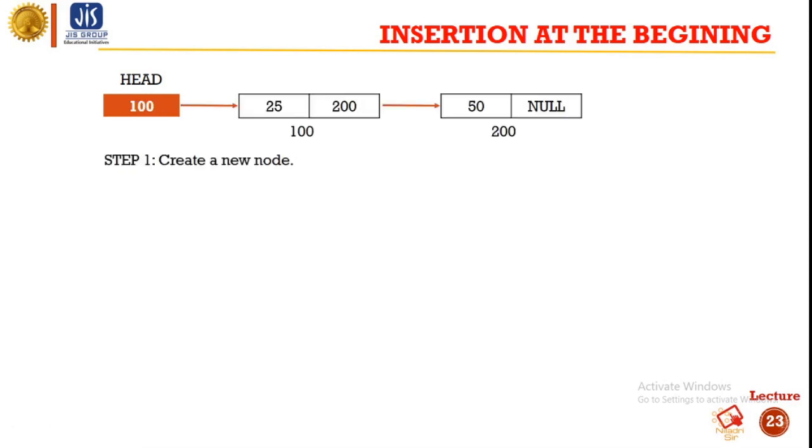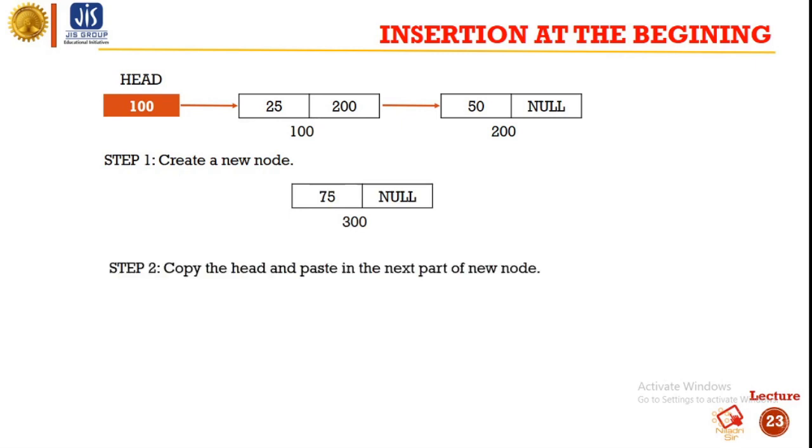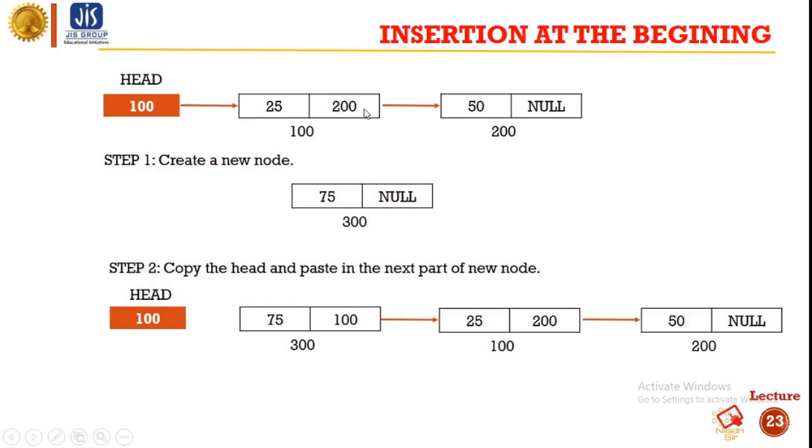So there is another possibility. Suppose there are two nodes here, and head points to this node. How will we now insert a node at the beginning? Suppose this node has been created, 75, address is 300. Copy the head and paste it in the next part of the new node. So this is 100. This 100 has been copied and pasted in this null part. So now this new node will point to this node, and this node points to this node.